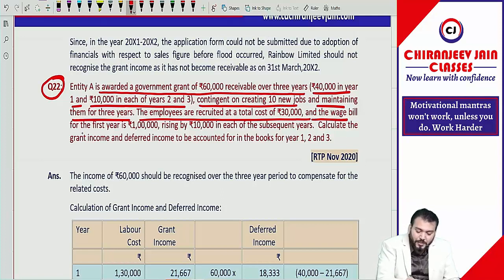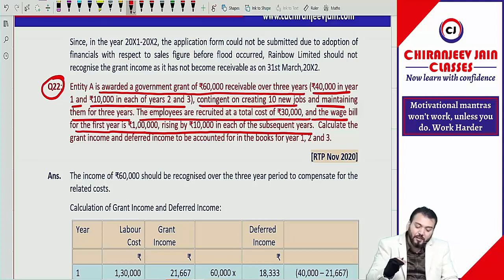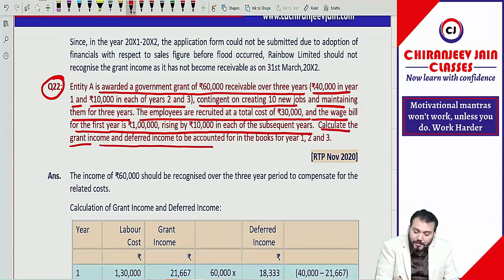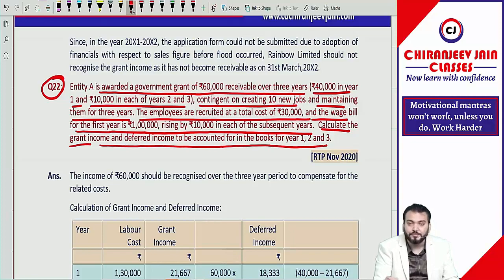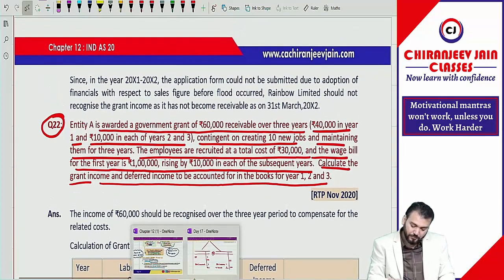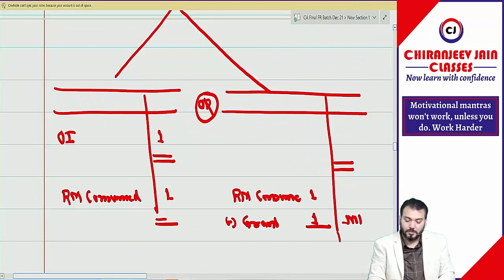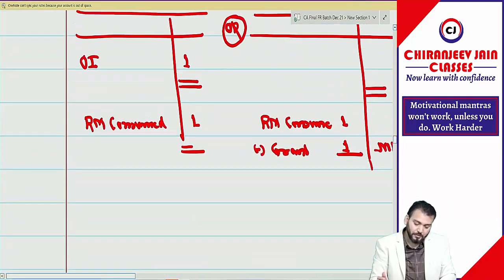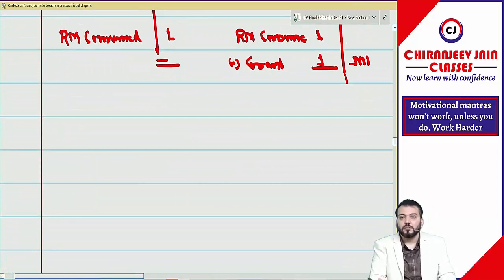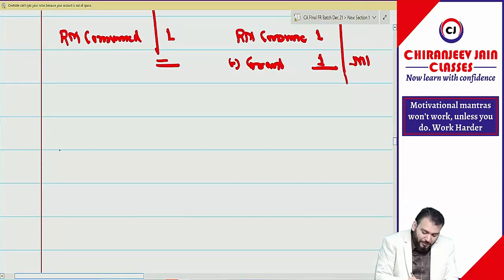And the wage bill for the first year is 1 lakh, rising by 10,000 in each of the subsequent years. It means the salary of the first year is 1 lakh, the second year is 1 lakh 10,000, and the third year is 1 lakh 20,000. Correct. Calculate the grant income and deferred income to be accounted for in the books for years 1, 2, 3. Understood the question? Got it.